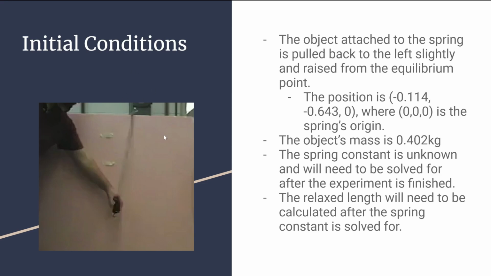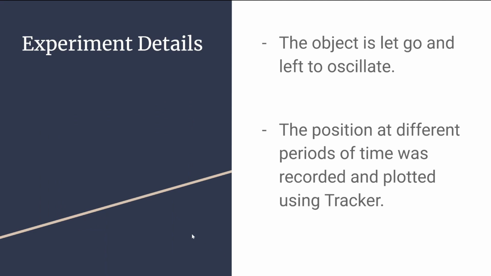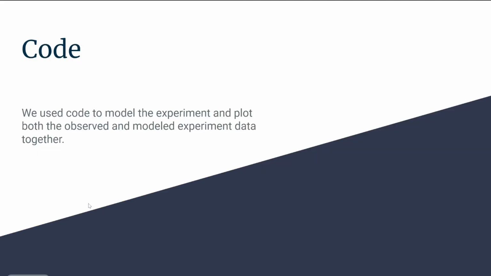The mass is 0.402 kilograms. The spring constant is unknown and will need to be solved for after the experiment is finished, and the relaxed length will need to be calculated after the spring constant is solved for. So the object is let go and left to oscillate. The position at different periods of time was recorded and plotted using Tracker. So we use code to model the experiment and plot both the observed and modeled experiment data together.